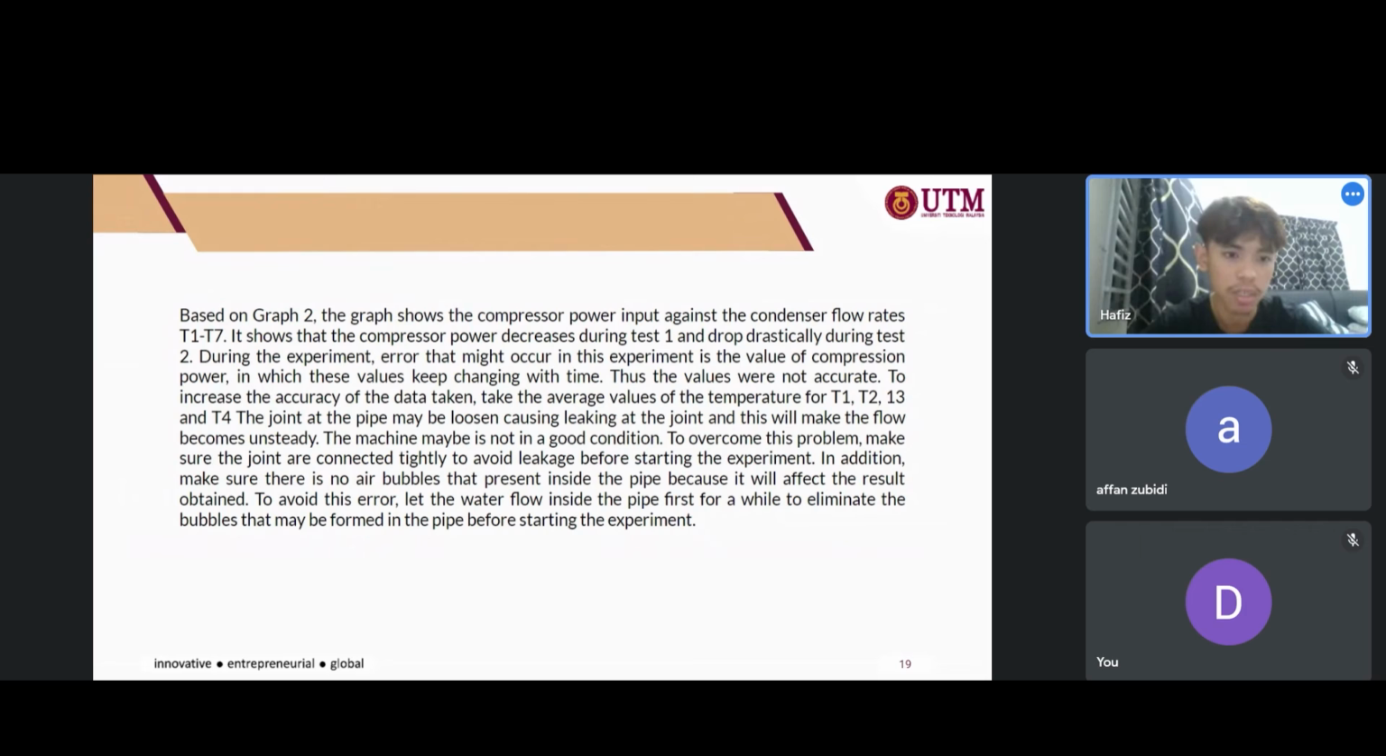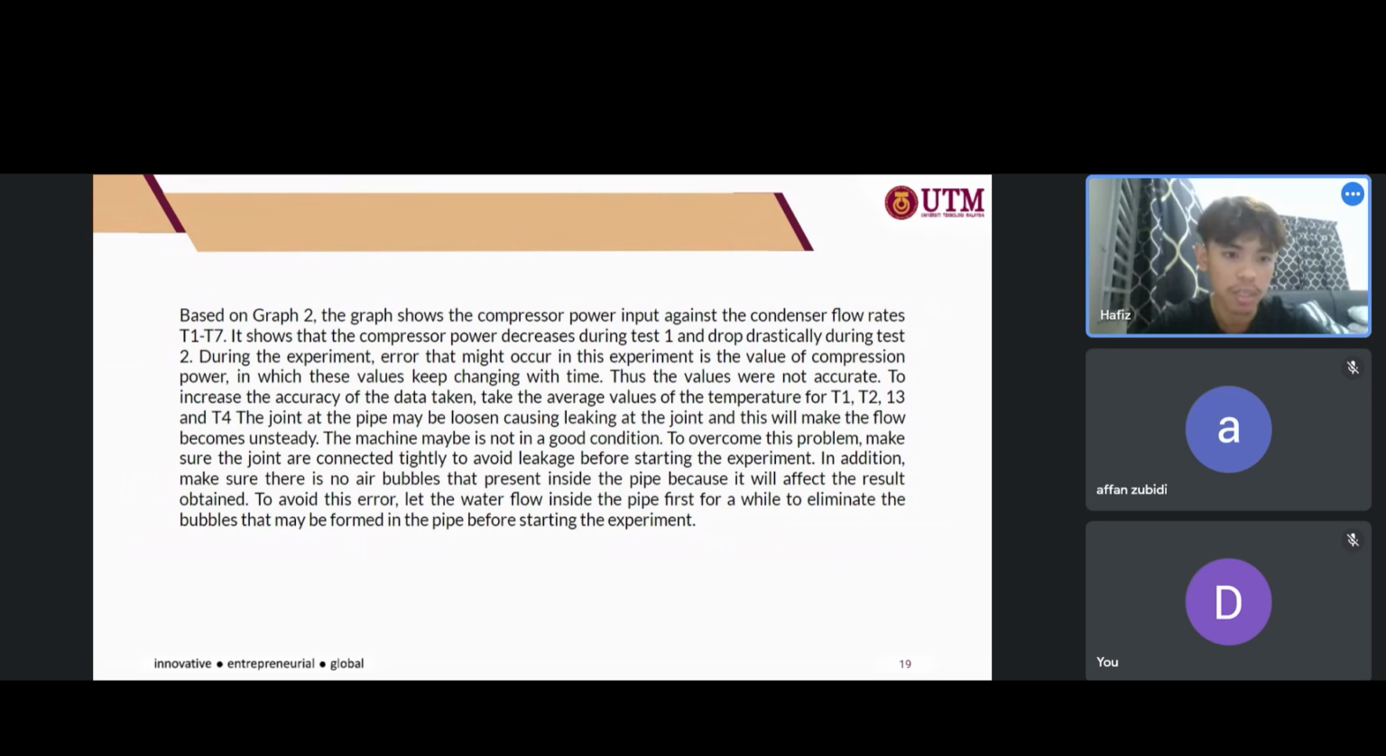To increase the accuracy of the data taken, take the average values of the temperature of T1, T2, T3, and T4. The joint at the pipe may be loosened, causing leaking at the joint, and this will make the flow become unsteady. The machine maybe is not in a good condition. To overcome this problem, make sure the joints are connected tightly to avoid leakage before starting the experiment.